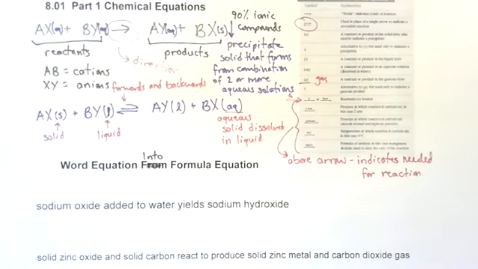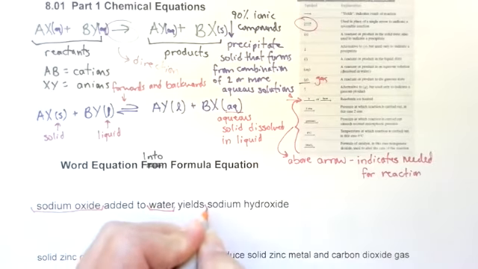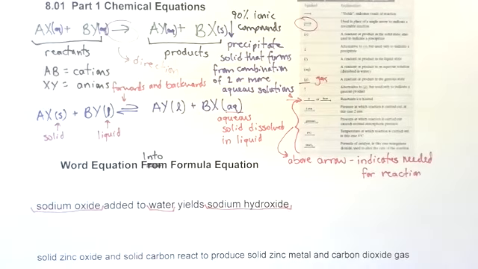Right, so the thing we said was that you have to have correct formulas. So I'm going to have sodium oxide added to water and it yields sodium hydroxide. Before we write these into a formula equation, let's write these formulas. Okay, pause the video and see if you can write the formulas for sodium oxide, water, and sodium hydroxide.